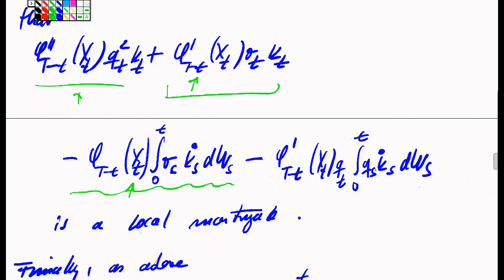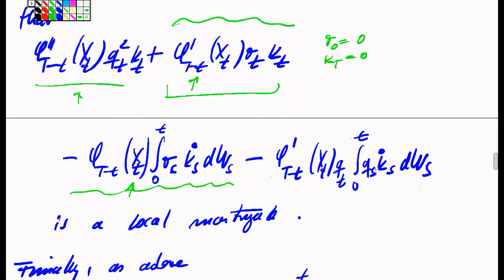This term here does not cause any trouble at the boundary time points of our time interval, because at time equals 0, R naught is 0, and at time t equal to capital T, k_t is 0 by assumption. So this term here, the second term in this sum, does not contribute to this process at the two extremal time points t equals 0 or t equals capital T.